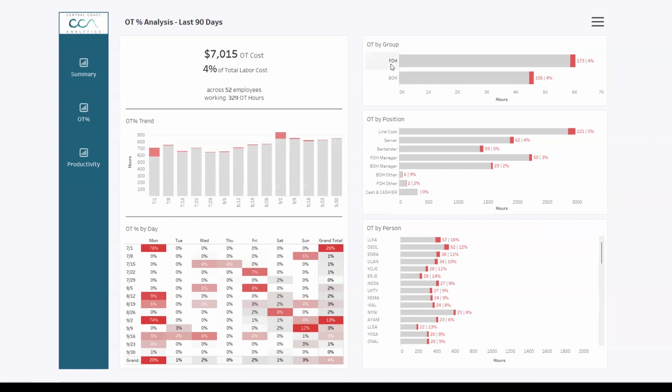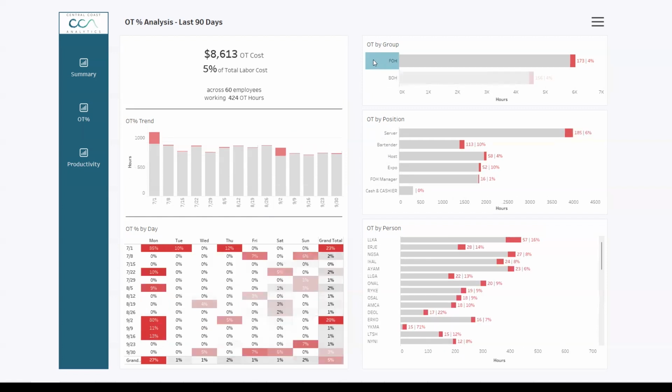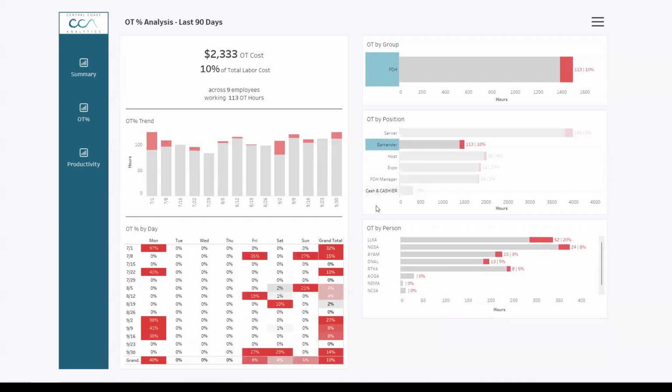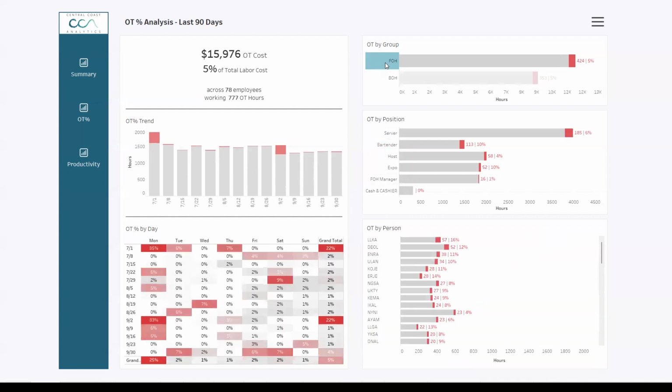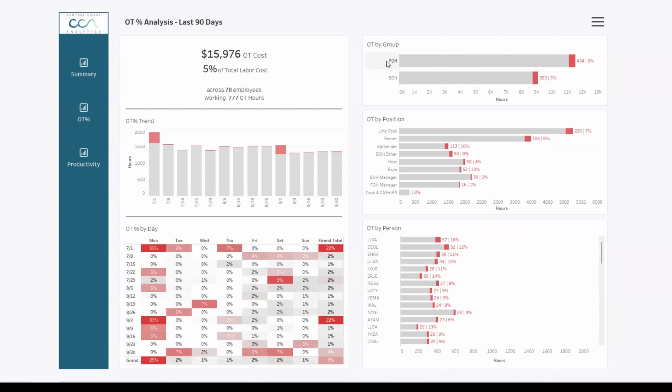All we have to do is click there and you're going to see everything else filters accordingly. So in this case, we can see for front of house, servers have been working the most overtime hours at 185. But maybe bartenders is what we want to focus on because they have 10% overtime. I just clicked again, and now we can see which specific people are driving bartender overtime hours and what different days and weeks we're driving that. So we can really start to dial in and see where we're spending our overtime and if it makes sense.